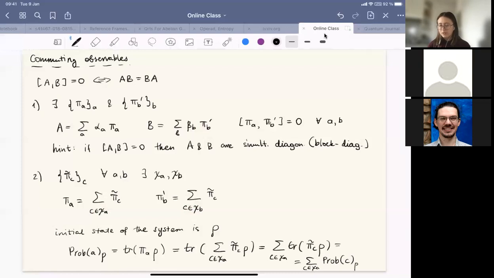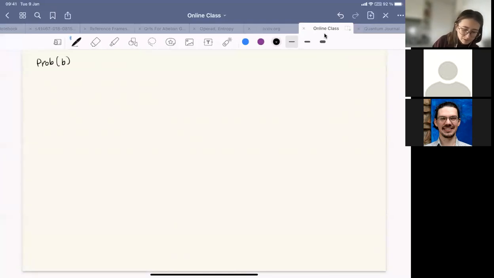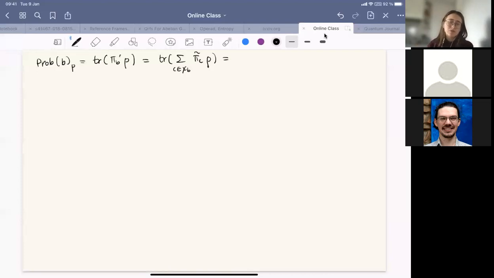Okay, in an analogous way, we can also write the probability of getting outcome B, given the state rho. So the probability of obtaining outcome B, given the state rho, by definition, is the trace of pi B prime rho. In the same way, we can expand pi B prime in terms of our new family pi C tilde, where C is summed over the subset high B. So it's then pi C tilde rho. And again, we can take the sum out and interpret the trace of pi C tilde rho as the probability of getting outcome C given the initial state rho. So what we get is the sum over C in the subset high B of the probability of getting outcome C given the state rho.